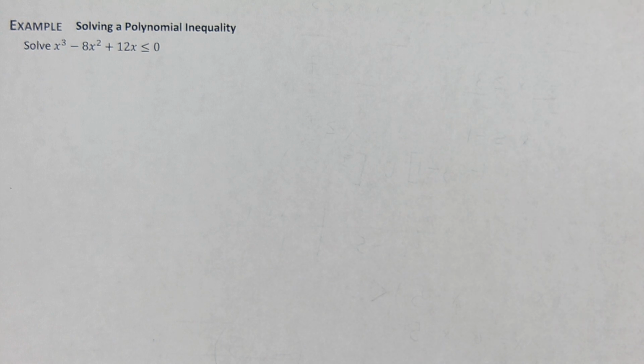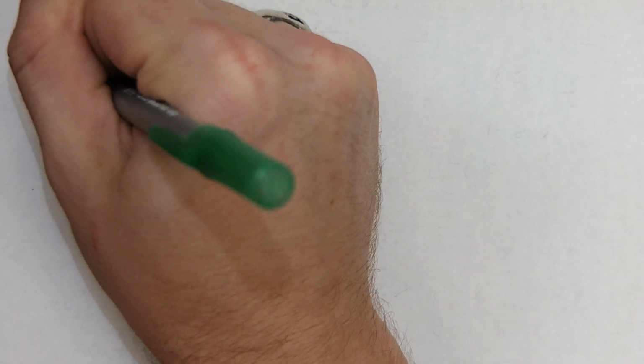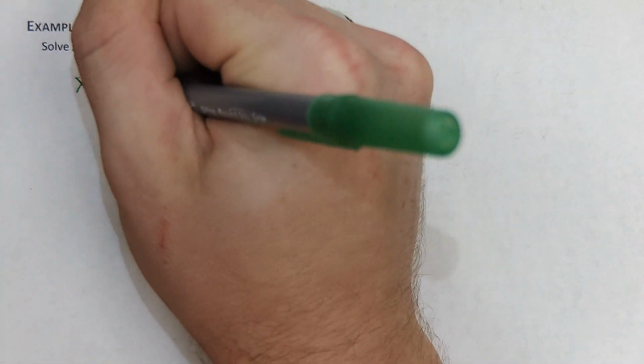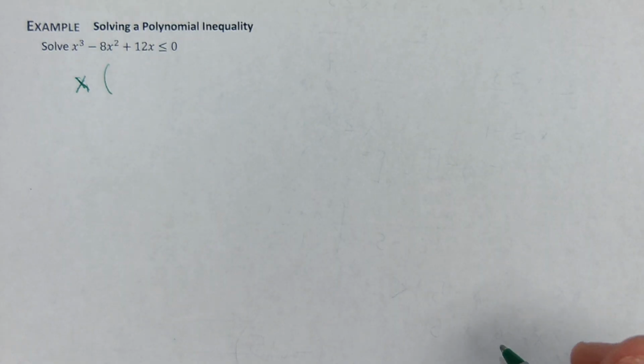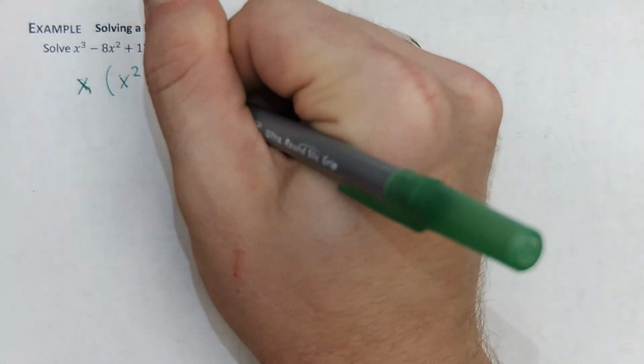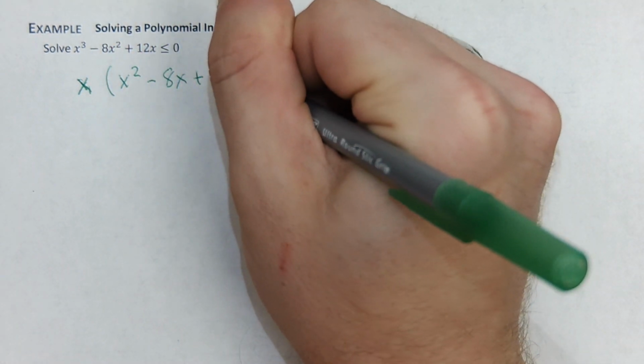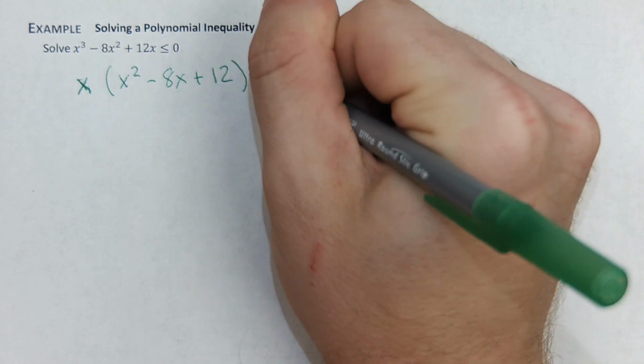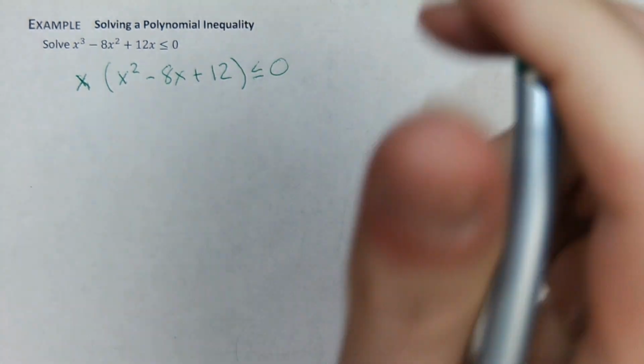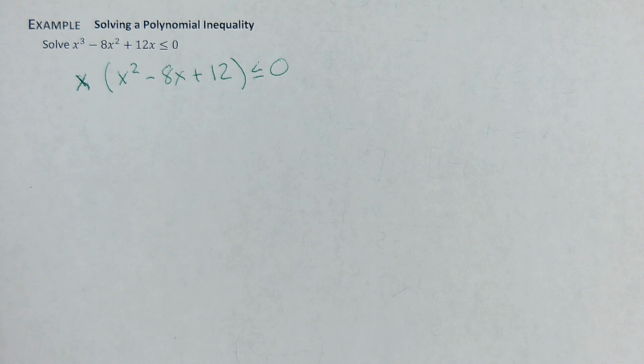So the first thing you're going to do, I'm going to do this one in green, it feels good, is pull an x from the whole thing and bring it out to the front, leaving us with a quadratic. X squared minus 8x plus 12.